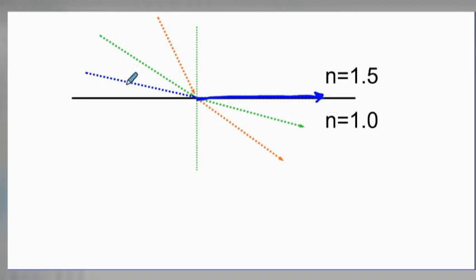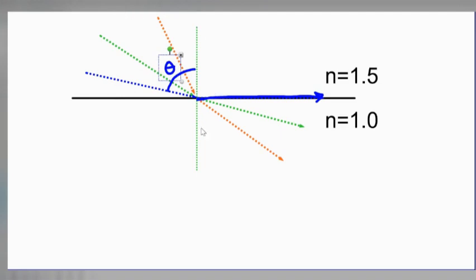Okay, so the question we're asking is, what is this angle here? Now, of course, that's not our angle of incidence. Remember, the angle of incidence would be this angle here. And so what we want to know is what is the angle of incidence, that angle there. What angle would make that happen?